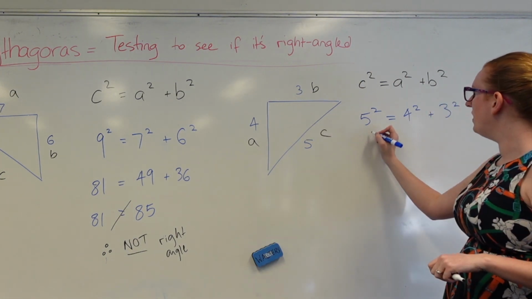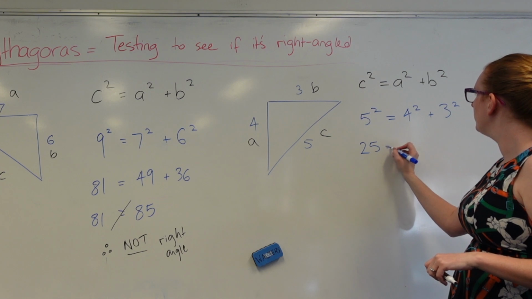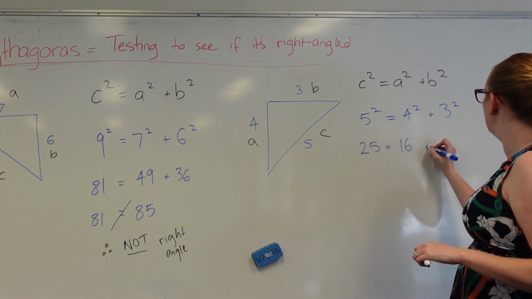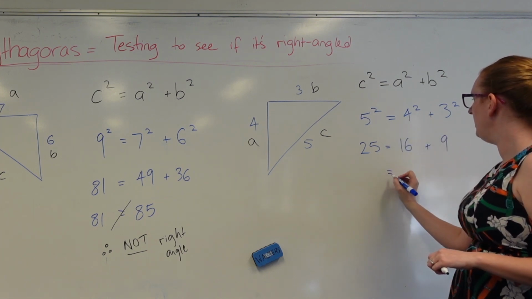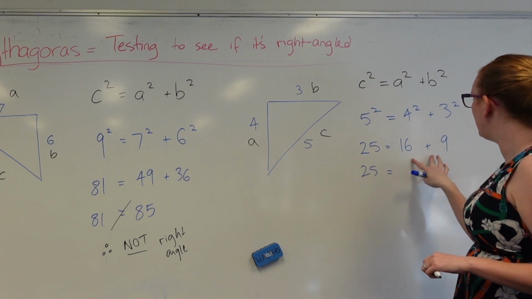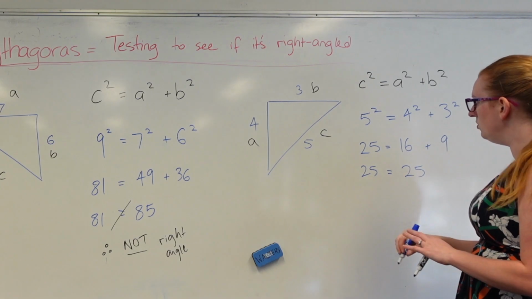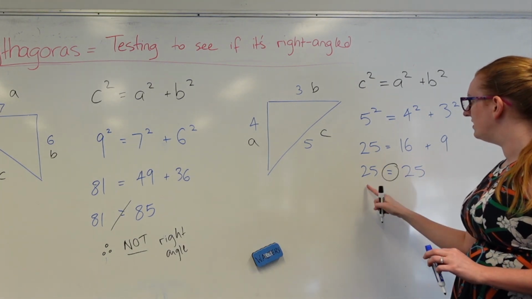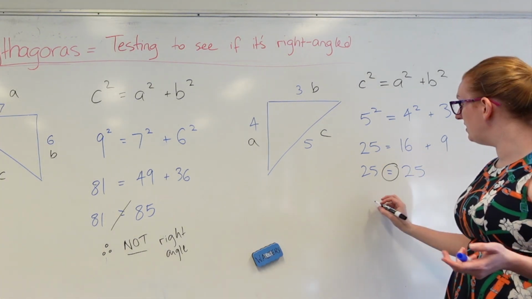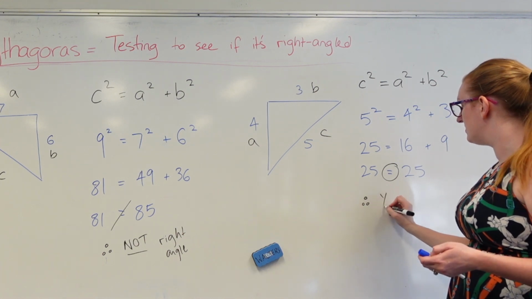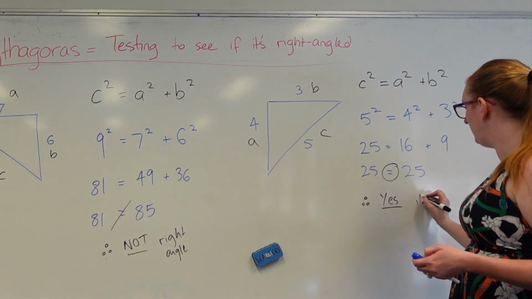All right, so 5 5s are 25. 4 4s are 16, 3 3s are 9. Okay, now I'm going to rewrite it again underneath, and I'm going to add together these two values. So 16 plus 9 gives me 25. Ooh, okay, it does. 25 does equal 25, therefore, yes, it's right angled.